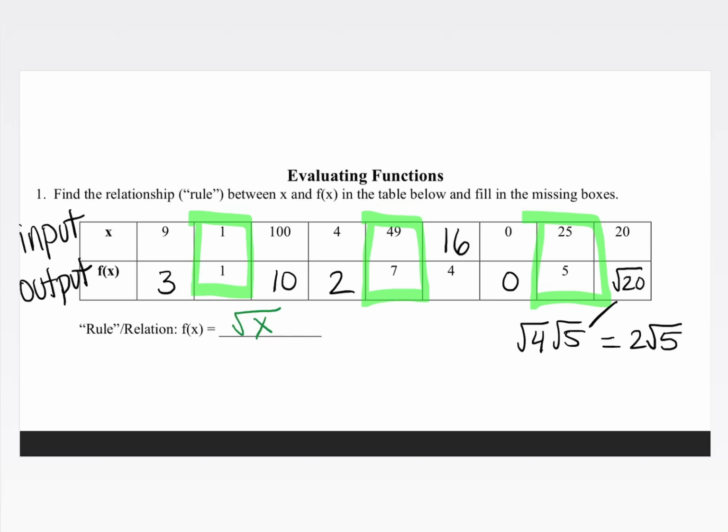Now notice how all of these outputs are positive. So we're only dealing with the positive values. We could take the square root of 49, which would give us positive 7, but also negative 7. So we're only focusing on the positive values here.